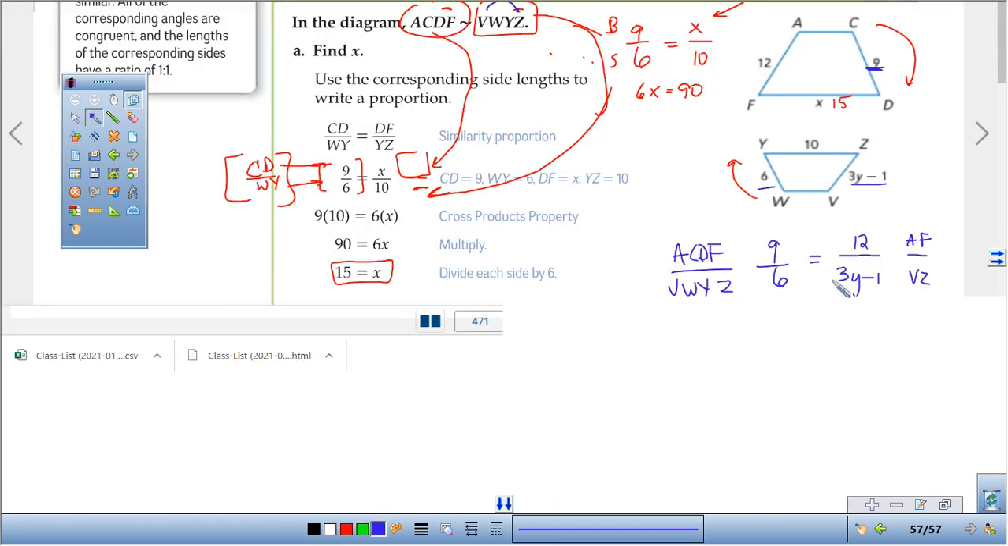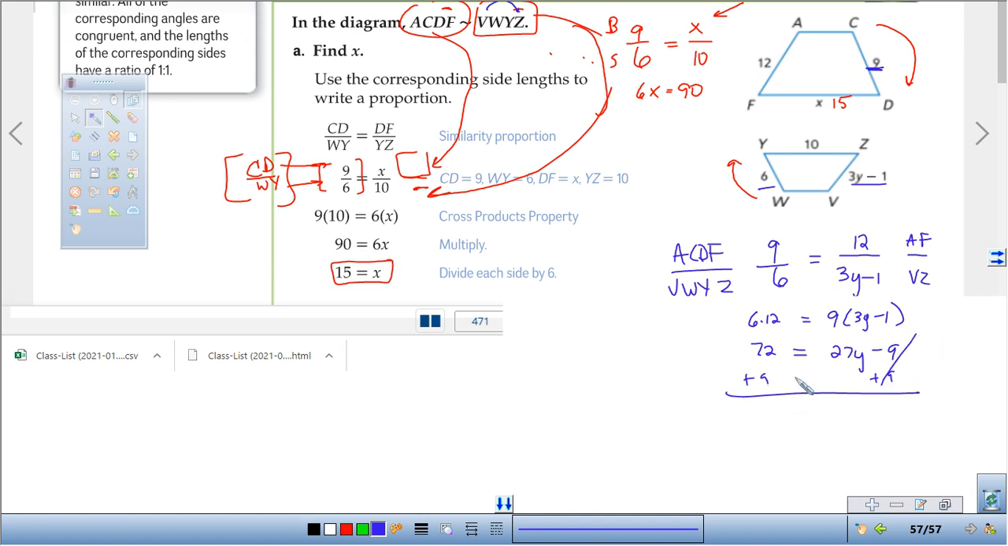Cross multiply. Okay, this is a TSI level question right here. Multiply these two, then do the work. So this will become 6 times 12 is equal to 9 times 3y minus 1. It becomes 72 is equal to 27y minus 9. Add 9, cancels out here. We're going to go with 81 is equal to 27y.